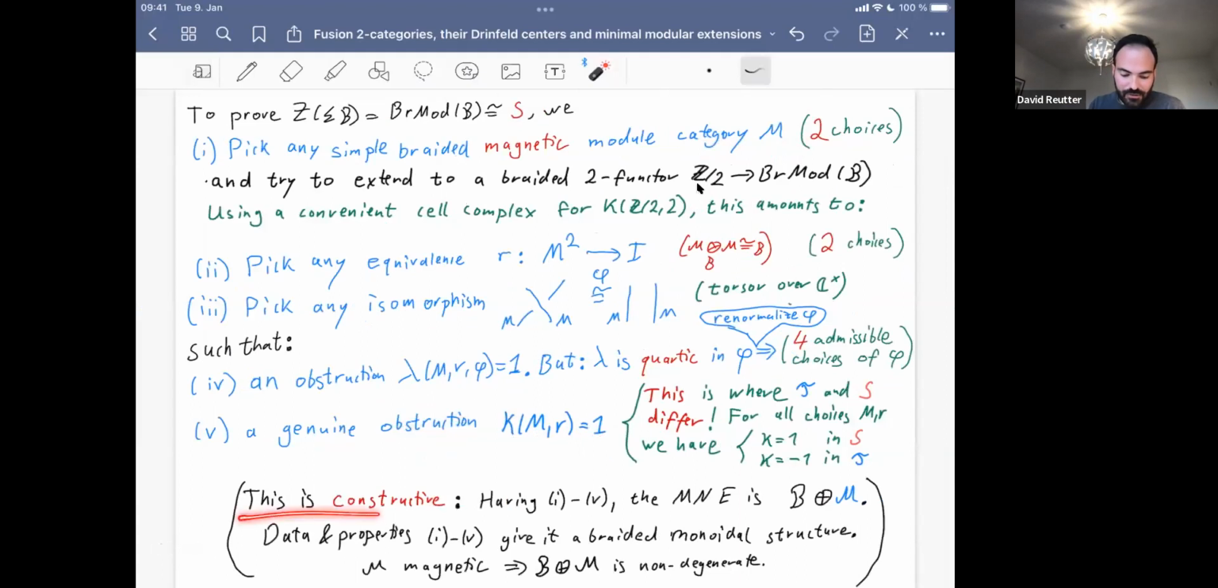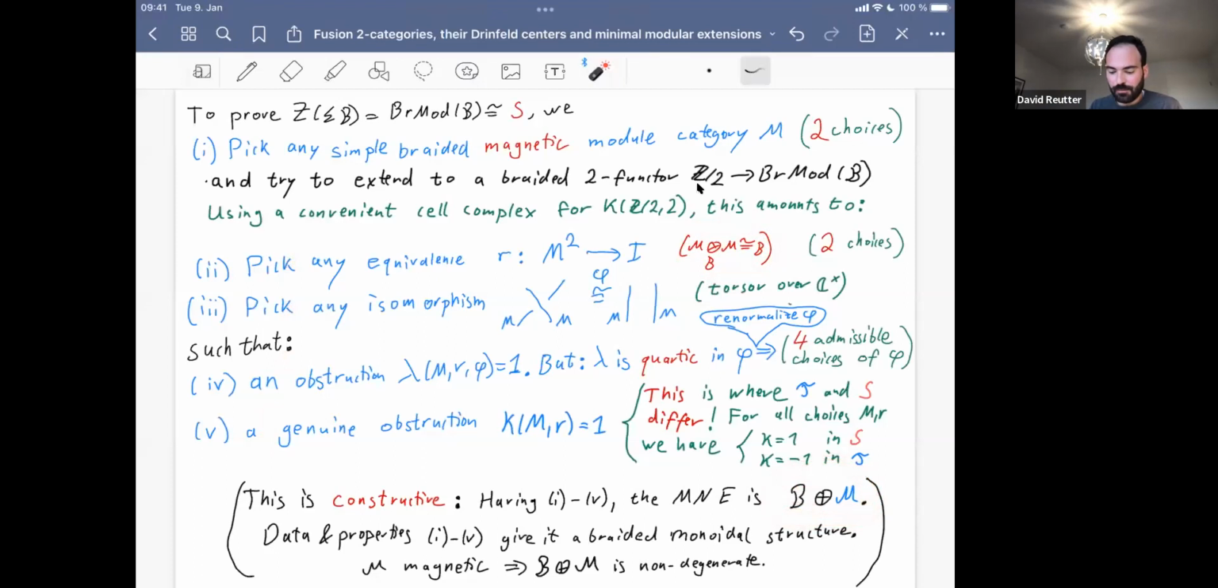And in fact, let me say that this strategy is actually constructive. If I would have a braided module category and I would manage to get a one down here, then I immediately know what the minimum non-degenerate extension is. Namely, you just take the category which is B plus M. And the data one you already see, or the data two here, you see this is a map from M tensor M to B. So what this gives me, or starts to give me, is a monoidal structure on B plus M. And all of these pieces together is precisely what you need to build a braided monoidal structure on B plus M.